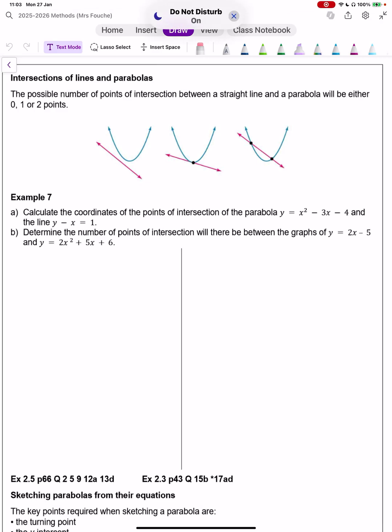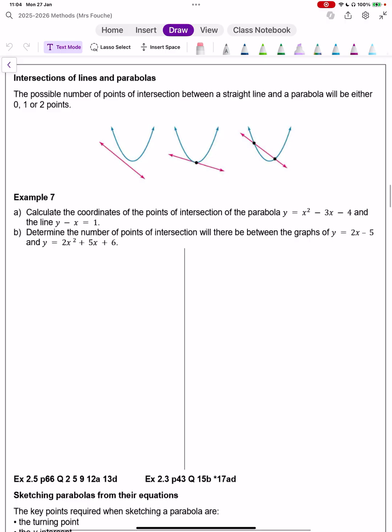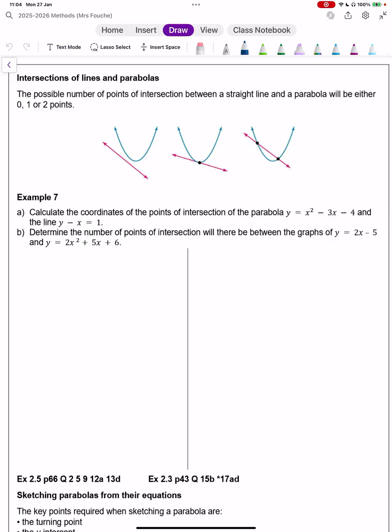All right, here we're going to be talking about simultaneous equations, and after that also the application of simultaneous equations using the discriminant to find out how many times a straight line will intersect with a parabola. Okay, so let's have a look at the first one. Calculate the coordinates of the points of intersection. So coordinates are always going to imply that you need an x and a y value.